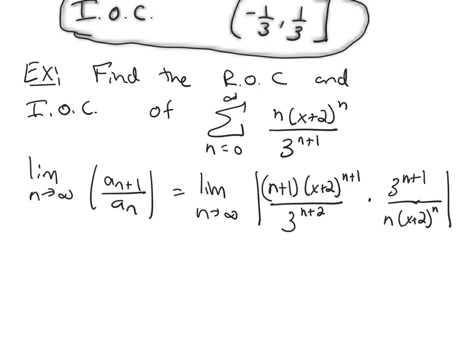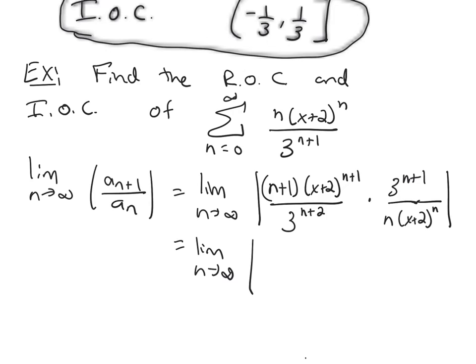And then you look and you group up your like things together. So n plus 1 and n, 3 to the n plus 1 and 3 to the n plus 2, (x plus 2) to the n plus 1 and (x plus 2) to the n. And you're going to start simplifying. What could I simplify first? What's something I could simplify? The x plus 2. Okay, so let's start there.